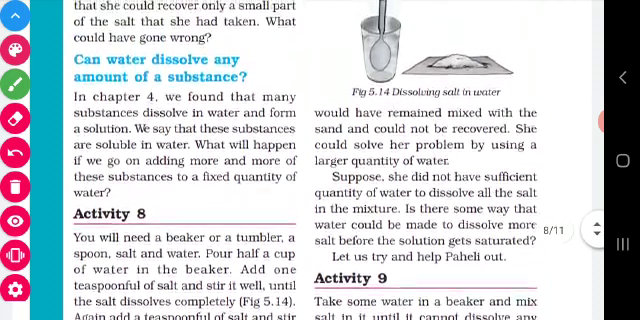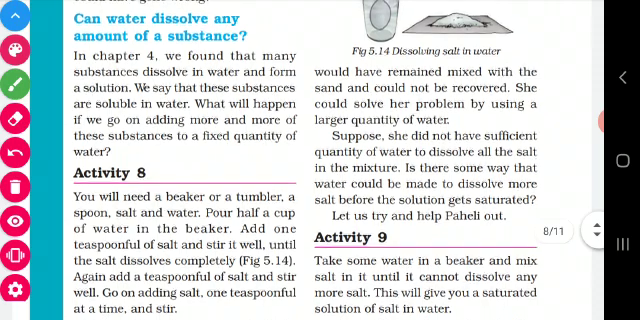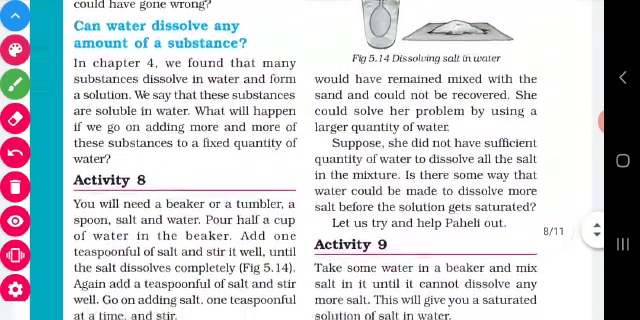Okay, listen children, we have learned in chapter 4 about soluble and insoluble. For example, salt is soluble in water, sugar is soluble in water, sand is insoluble in water. So all this we have learned in the 4th chapter itself.